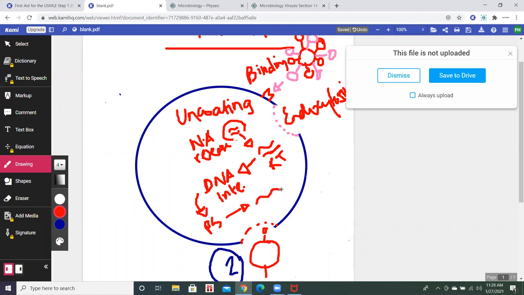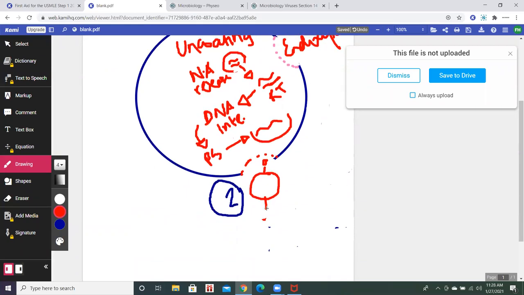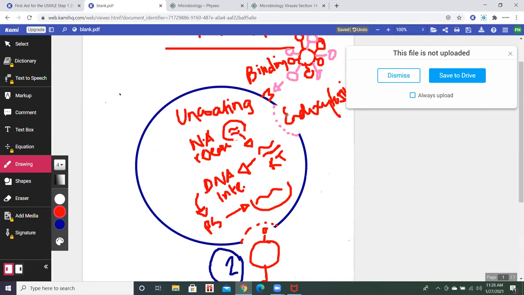Okay, this will form the new viral genome, which will be entered into a new virion. And now this new HIV, after being processed, will be released. Okay, so this HIV will not be released. So once again, what's happening?